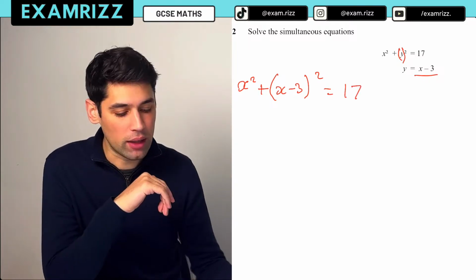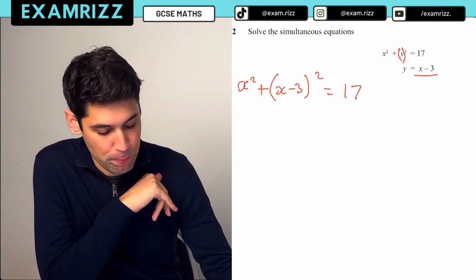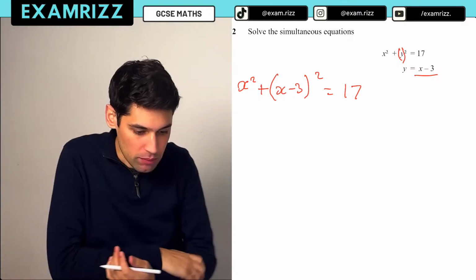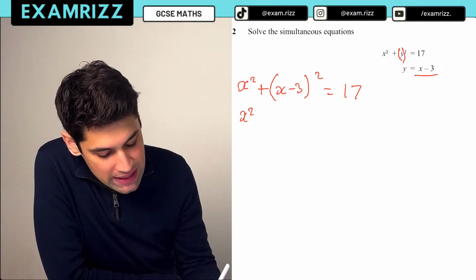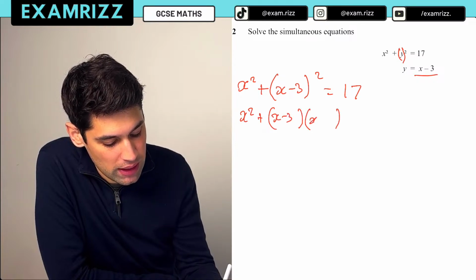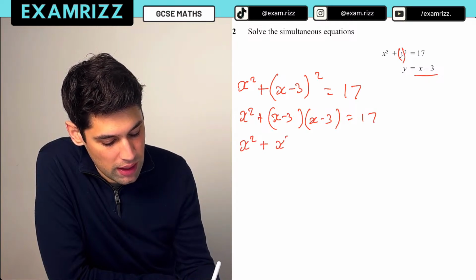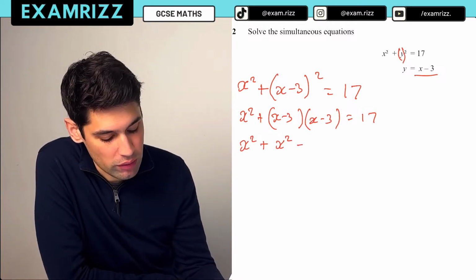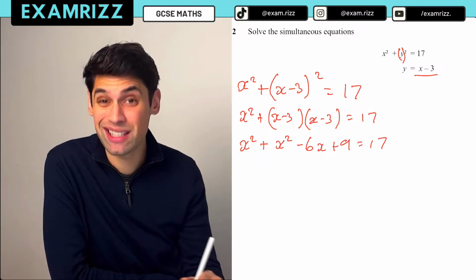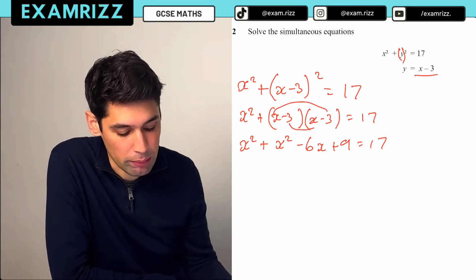So at this stage, all I've done is substitute the x minus 3, which is equal to y, into the y. Now, classic algebra. Expand the brackets, collect like terms. The original x squared stays as it is. We write out these brackets next to each other. x minus 3, x minus 3 equals 17. x squared plus x squared minus, and I'll group these together just to save us a bit of time and space, minus 6x plus 9 equals 17. So that minus 6x comes from the minus 3x minus 3x. Just combine it in one step.